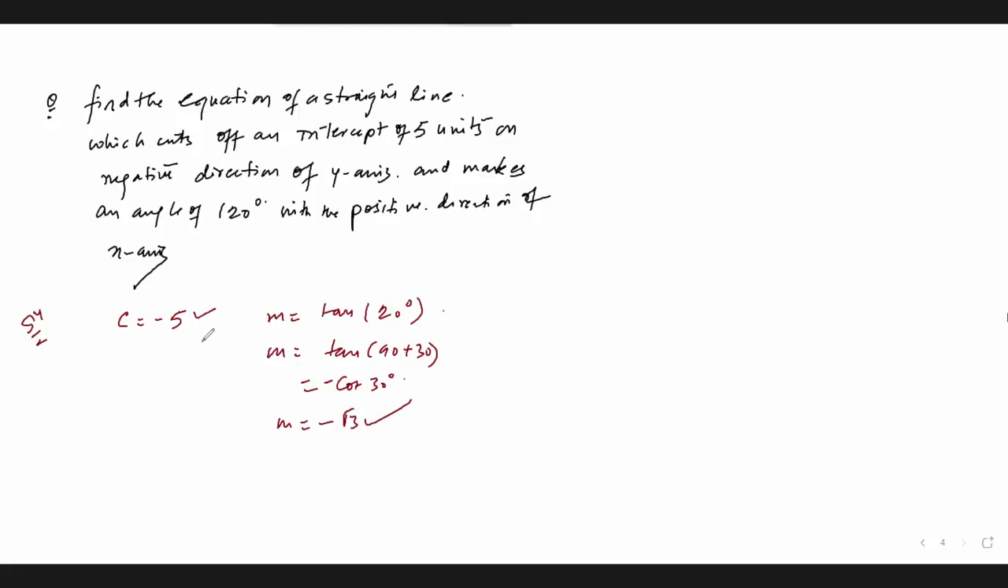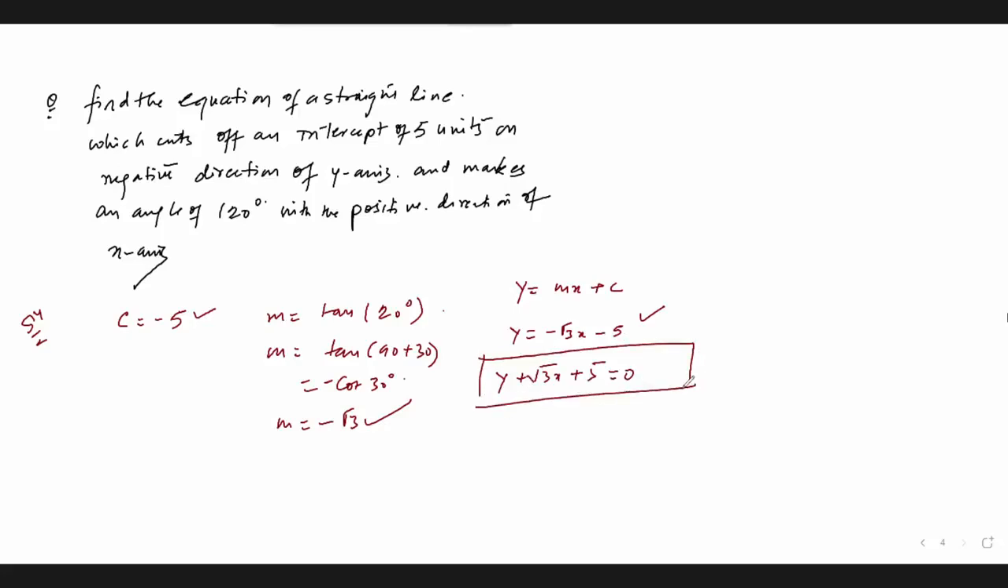So I got the slope, I got the intercept. So what is my slope-intercept form? That is y equals mx plus c. So y is equal to minus root 3 x minus 5. So I can say that my equation is y plus root 3 x plus 5 is equal to 0. So this is my required equation. That means if an intercept and a slope have been provided to me, I can find the equation of a straight line.